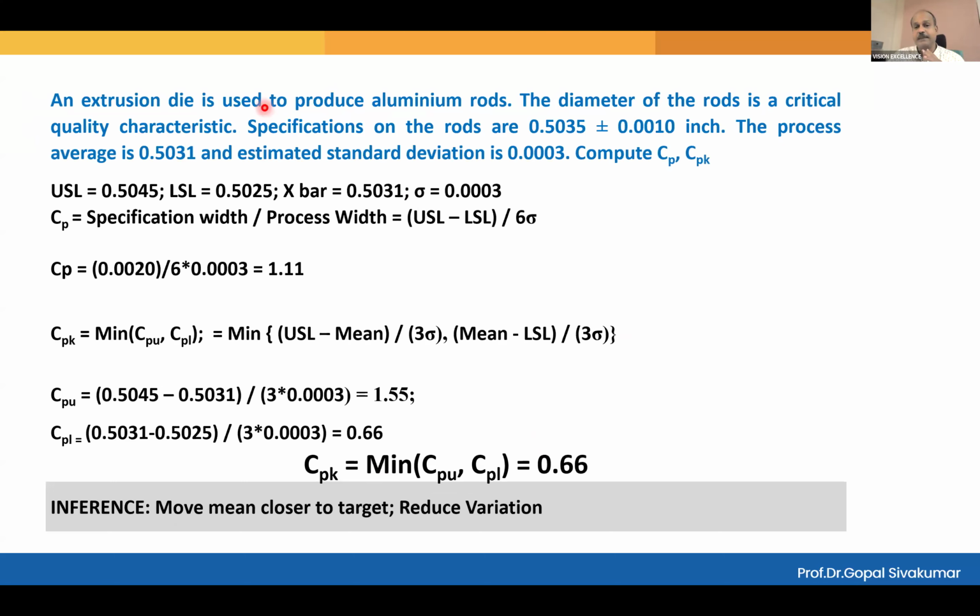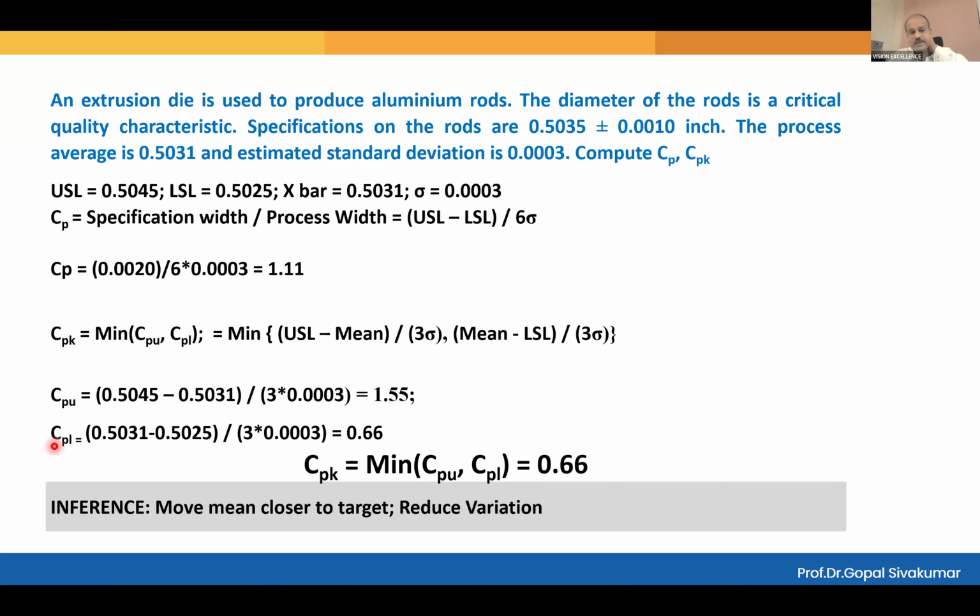Another example, extrusion die, aluminum rod. The diameter of the rod is CTQ. Specification on the rod is 0.5035 plus or minus 0.0010 inch. That means the target is here 0.5035, upper spec is 0.5045, lower spec is 0.5025. All those values are written here. You see, USL, LSL, X bar, and X bar is 0.5031. Now tell me, 0.5031, is it exactly on the target or shifted leftward or shifted rightward? Shifted towards left, sir.